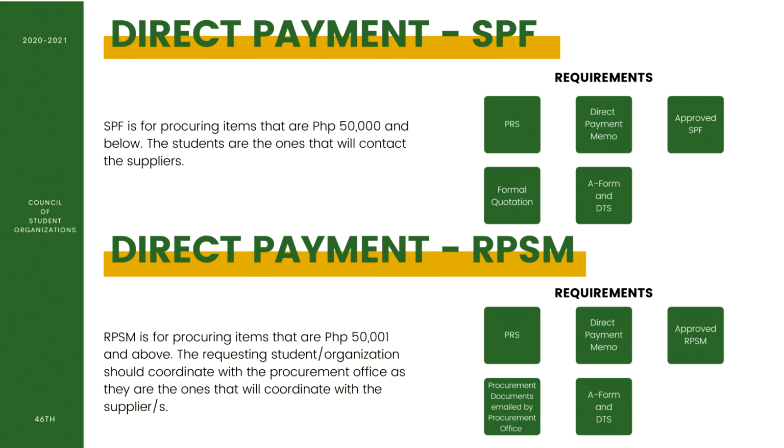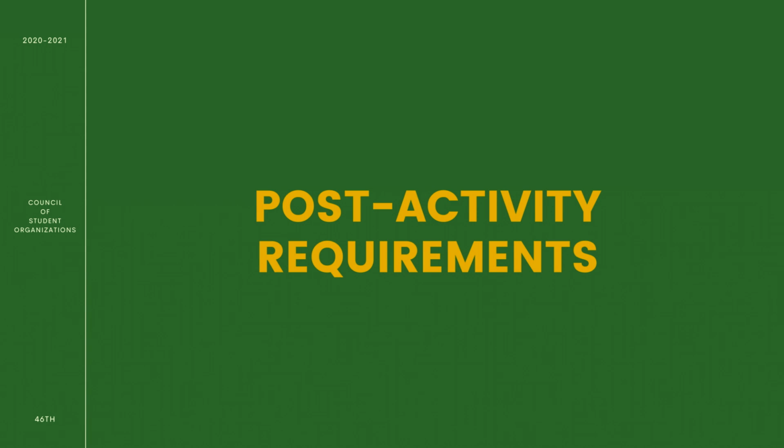Direct payment RPSM. RPSM is for procuring items that are worth 50,000 and above. The requesting student or organization should coordinate with the procurement office as they are the ones that will coordinate with the suppliers. And now, let's head on over to the post-activity requirements.